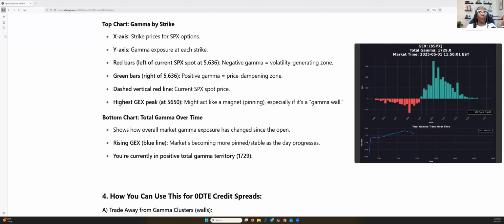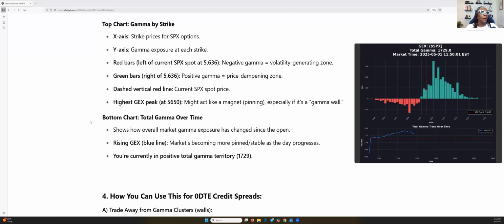Let me get my pencil back. This is total gamma right here. And we know that this number up here changes. We've seen it at negative something, and I've seen it at a positive 11,000. I've seen this number be all kinds of things at the top. All right, there's that.